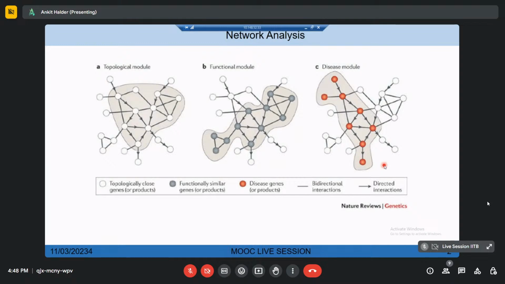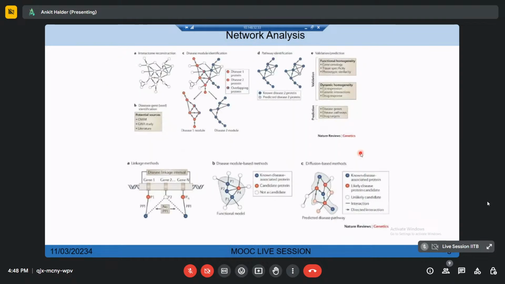and this can take us to a directed graph kind of network, to which we can give a directionality to better understand it. So these are some of the modules, or interactive networks, that we visualize, like the interactive reconstruction or the disease module identification among the disease and the protein.